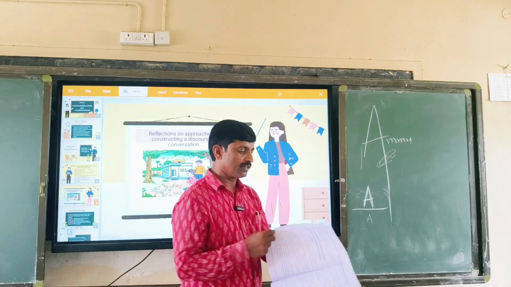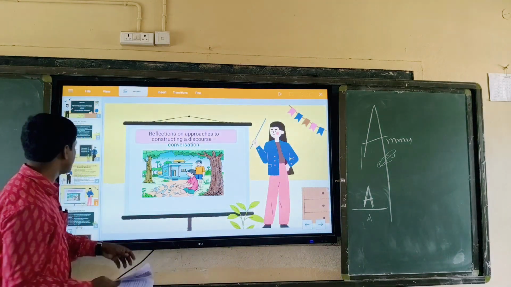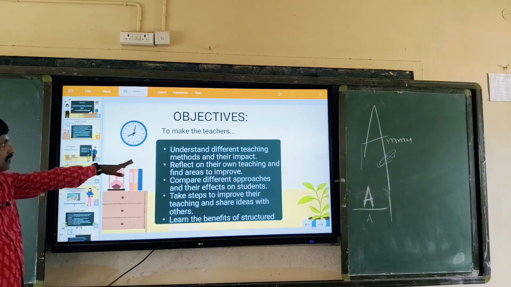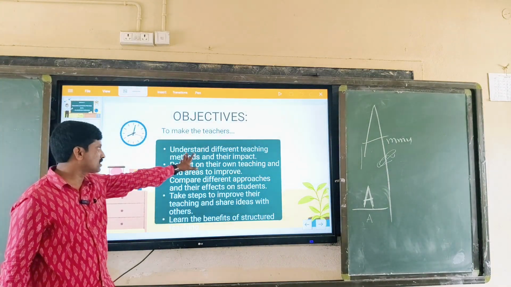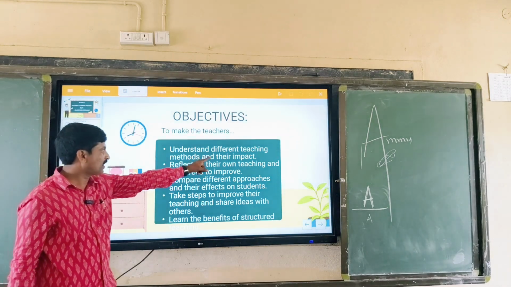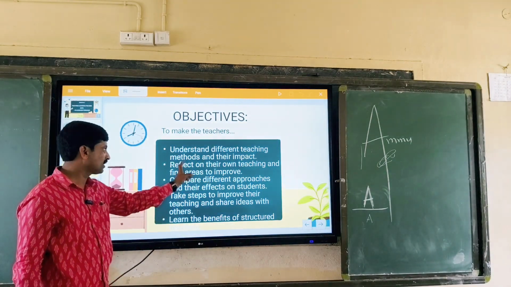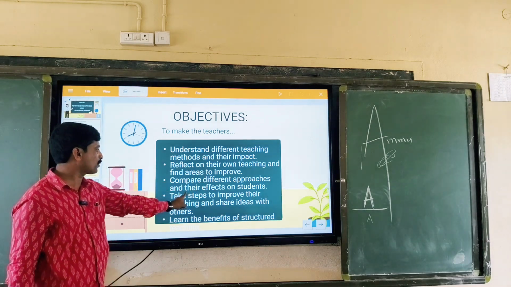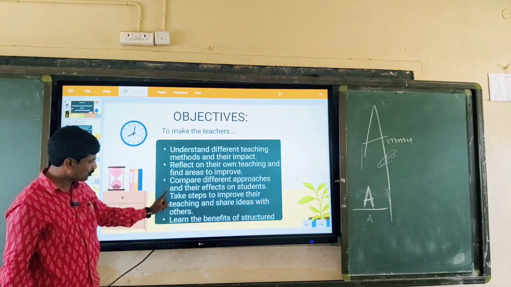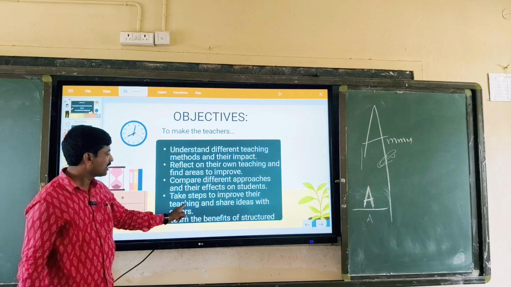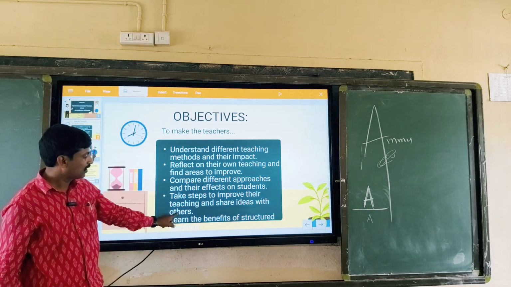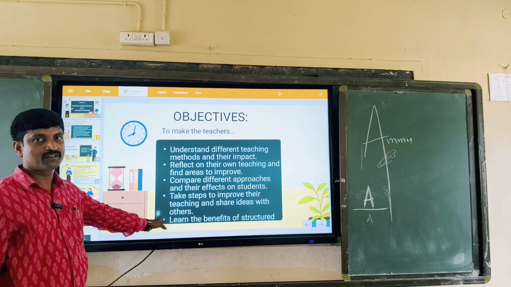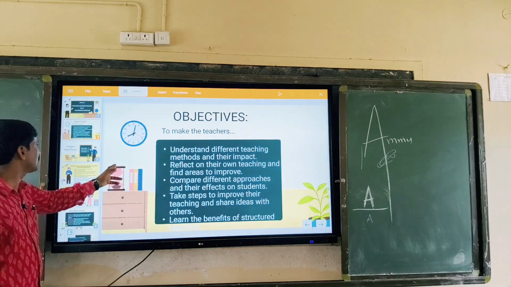Okay, sir. This is scenarios 1, 2 and 3 that we have observed. So, here in the teaching learning process, the objective is to make the teachers understand different teaching methods and their impact, reflect on their own teaching and find areas to improve, compare different approaches and their effects on students, take steps to improve their teaching and share ideas with others, and learn the benefits of structured teaching. Structured teaching is different.